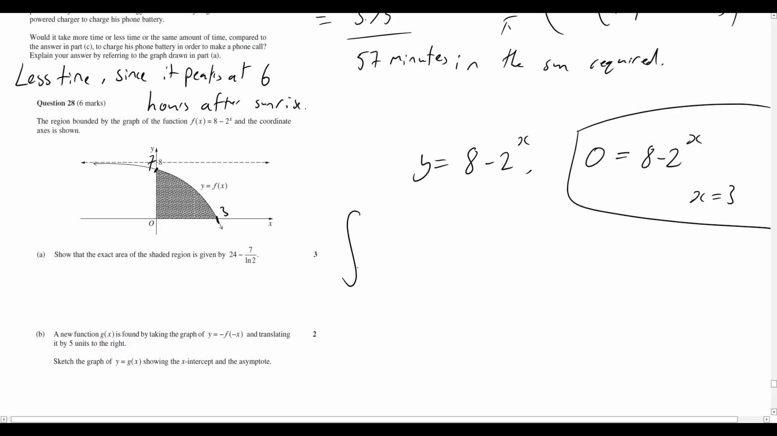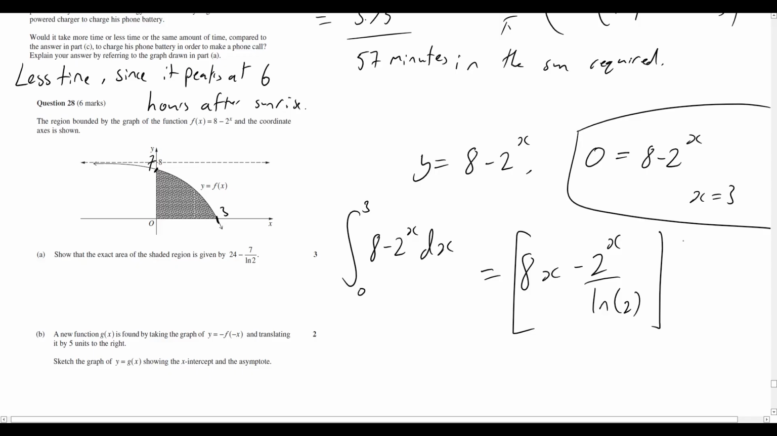So we'll say the integral of 8 minus 2 to the x from 0 to 3 dx. And now let's just integrate that. It is now going to be equal to 8x minus, so again, 2 to the x, but now dividing by the natural log of 2. Okay, so now we take our limits from 0 to 3. Let's see what we get.